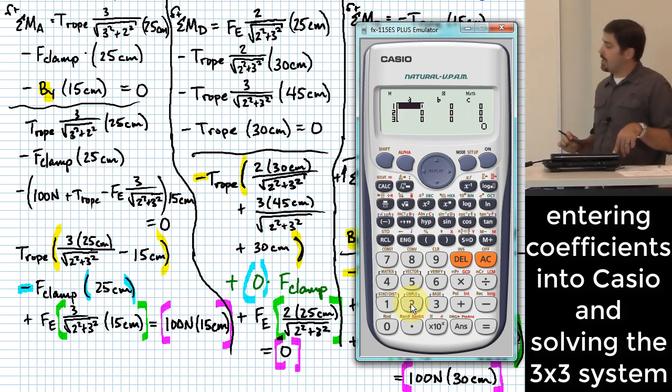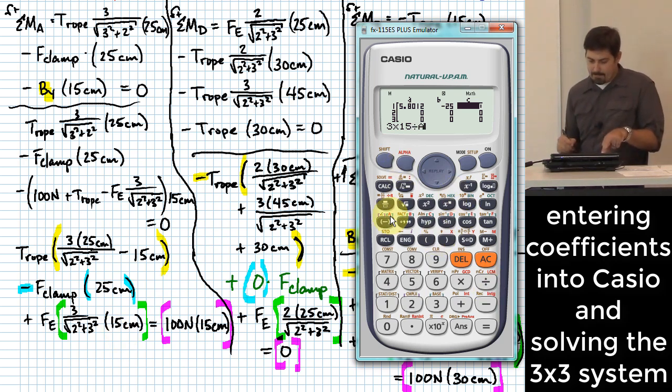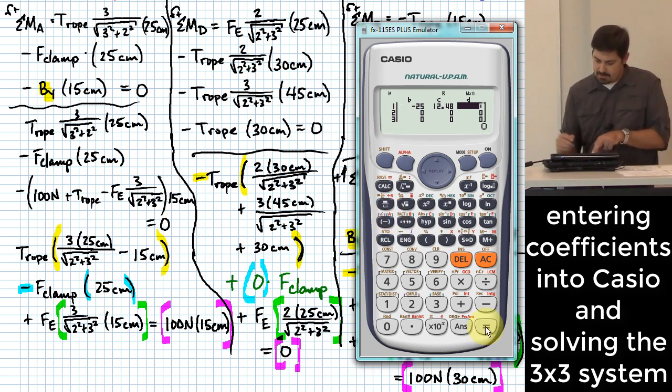What should I put for this entry? Okay? We probably should put 3 times 25 divided by A minus 15. Okay? What next? Okay, that was this entry right here. Next, we've got minus 25 centimeters for F clamp. Okay, next we have the coefficient of FE, right? That'll be 3 times 15, right, divided by A. And then lastly, 100 times 15. Okay, that's this piece right here. So we're done with our first equation.